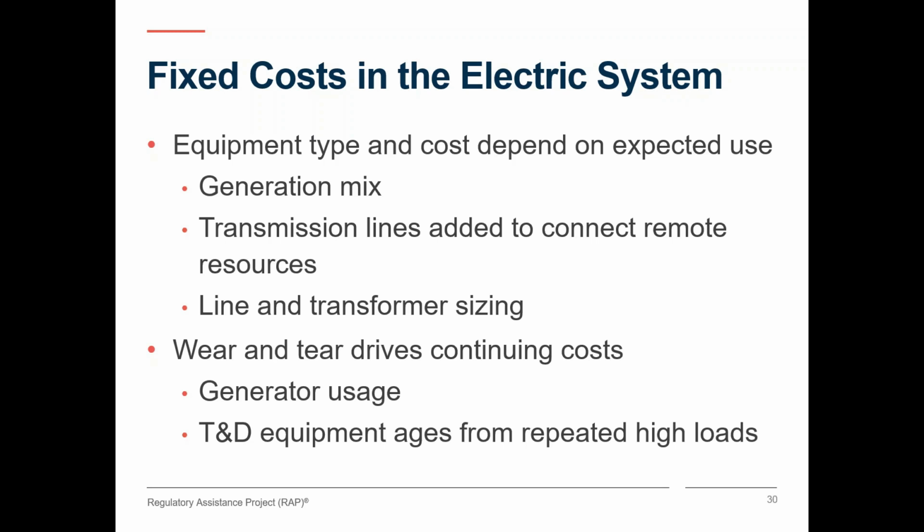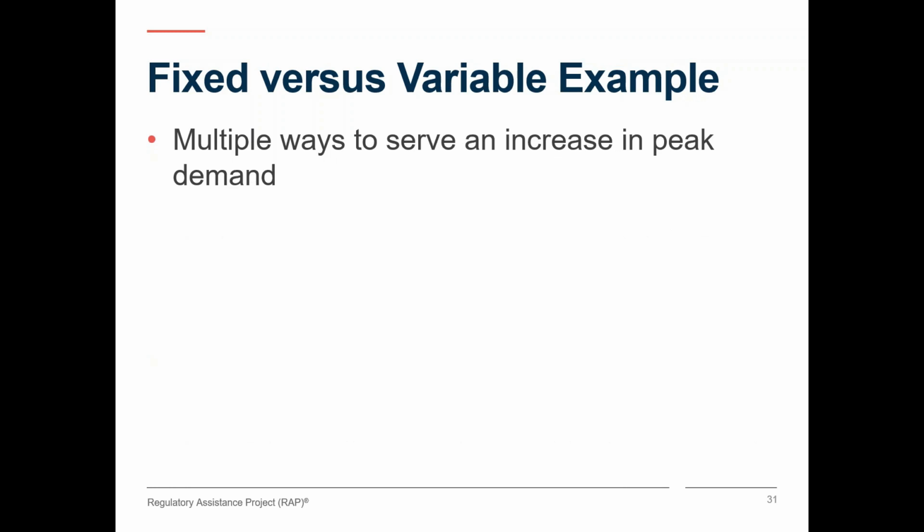In the same way, the rate at which T&D equipment degrades is determined by the number of repeated high loads. The fact that these costs are fixed in the short term is irrelevant to their underlying cost causation. To illustrate this fixed versus variable cost issue, consider the many ways to serve an increase in peak demand.